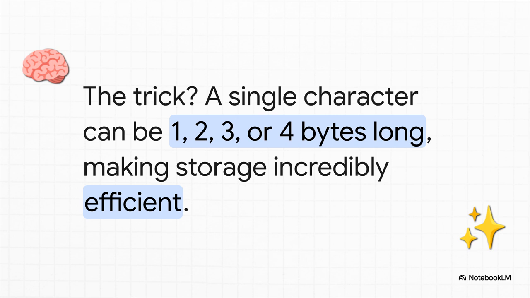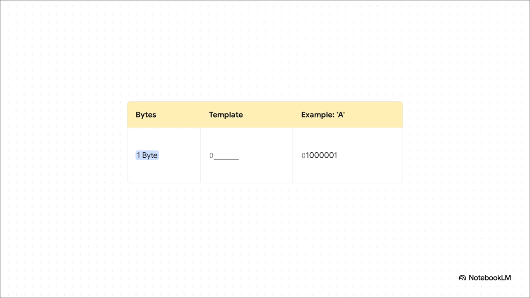Instead of forcing every character to take up the same amount of space, UTF-8 lets characters be 1, 2, 3, or even 4 bytes long. This makes it insanely efficient. And check this out. This is the really clever part. For the first 127 characters, the exact same ones from old ASCII, UTF-8 uses just a single byte. It always starts with a 0 bit. What does that mean? It means any old file written in ASCII is already a perfectly valid UTF-8 file. How smart is that?